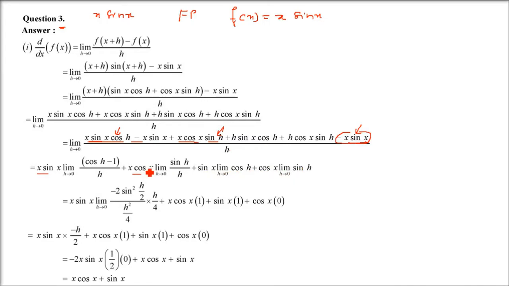Now let us start with the smaller ones. If you see here, this is sin h, and sin h tends to sin 0, which is 0. So this whole term will become 0. Now this is cos h. Cos 0 is 1, so sin x will come only. Now sin h by h, as h tends to 0, sin h by h is 1. So only x cos x will remain. So finally you will get x cos x plus sin x.